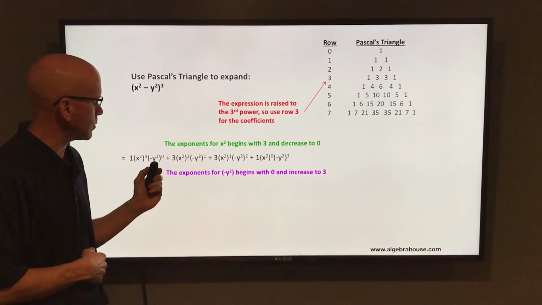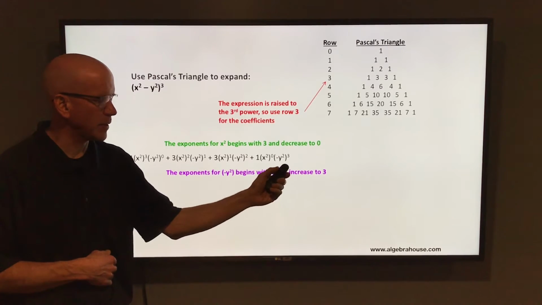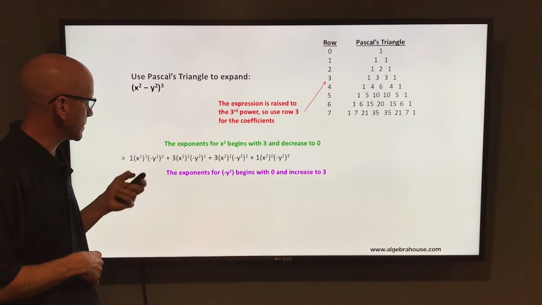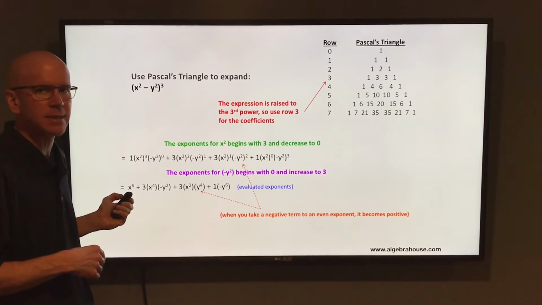So it'll be negative y squared to the 0, negative y squared to the 1st, negative y squared to the 2nd, and finally on the end, negative y squared to the 3rd. Then just simplify this. X squared to the 3rd power. When you take a power to a power, you multiply the exponents. It'd be x to the 6th.